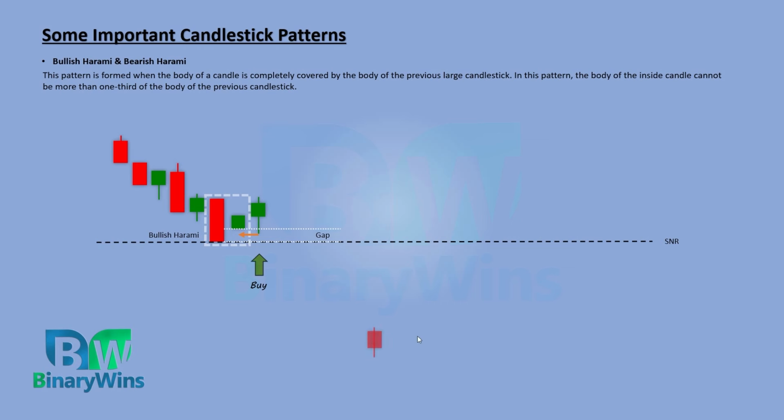but the next pattern is the opposite of this pattern and forms at the end of the uptrend. To trade, we wait until our third candlestick first receives pressure and a rejection from the upper gap and then we enter a lower trade. This pattern is called the bearish Harami pattern.